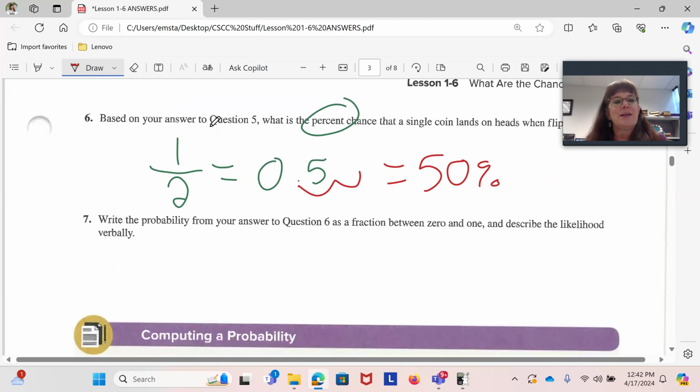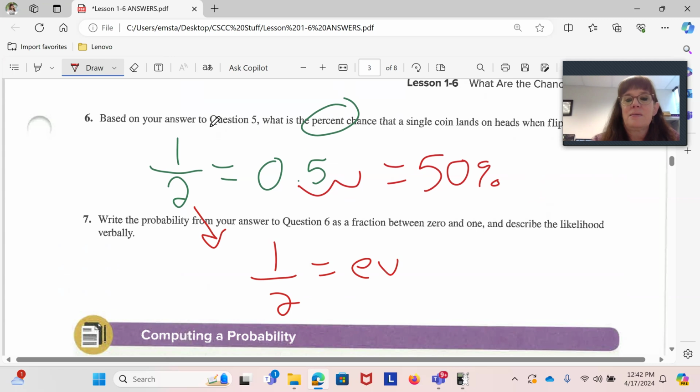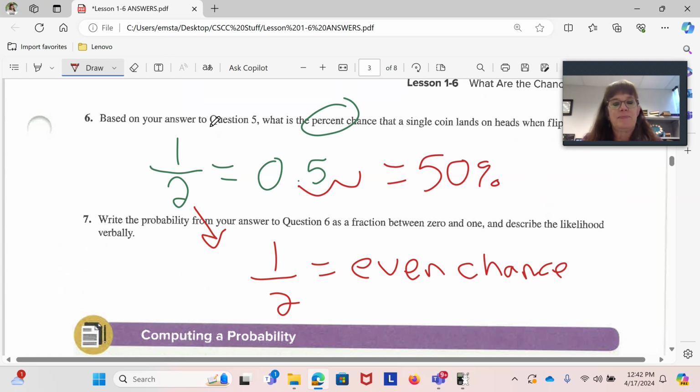All right, number 7 wants that same answer as a fraction, which we already did. It's 1 out of 2. And they want me to describe the likelihood verbally. It is an even chance. Or 1 time out of every 2 flips, I will get heads.